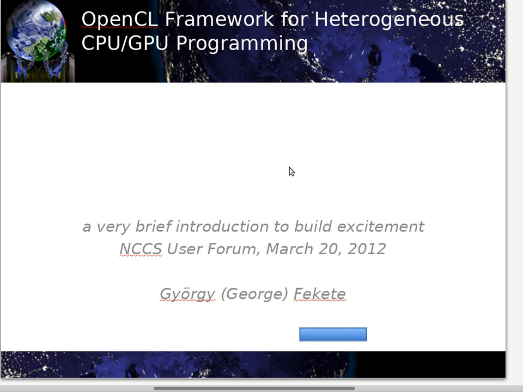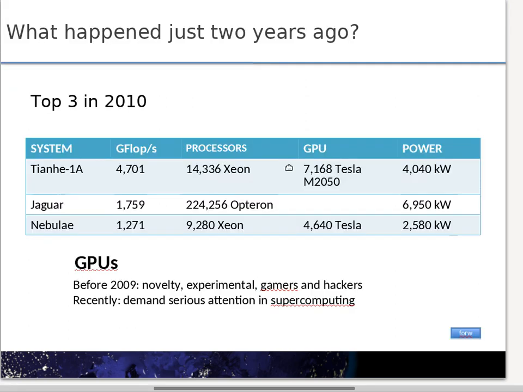So this was on the NCSS user forum, March 20th, 2012, by George, I'll just call him George. So top 3 in 2010, yeah, I know this was 10 years ago, but this has not changed too much. You have a lot of processors and a bunch of GPUs, or one of them just had a bunch of processors, another one had GPUs. If you actually look nowadays, most of the top 10 all have tons of GPUs, and so a lot of people are trying to utilize the GPU in order to facilitate computation.